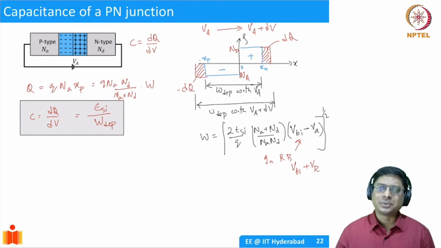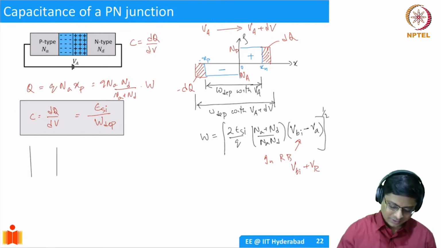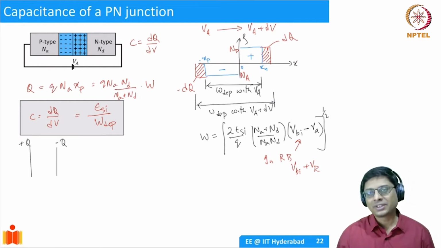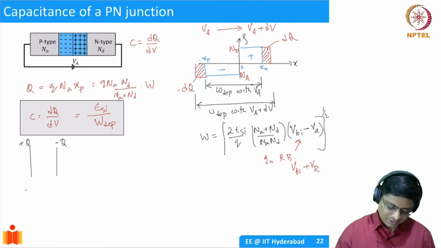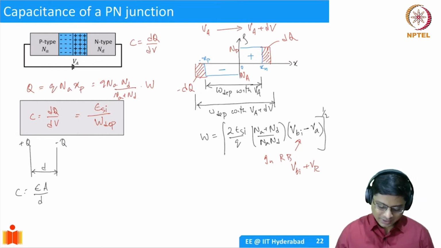It should actually surprise you. Oh, well, it looks very deceptively simple, right? Remember, if you have a parallel plate capacitor with plus Q and minus Q, what was the capacitance? It is simply C equal to epsilon A by D, right? If the distance between the plates was D, this is epsilon A by D.